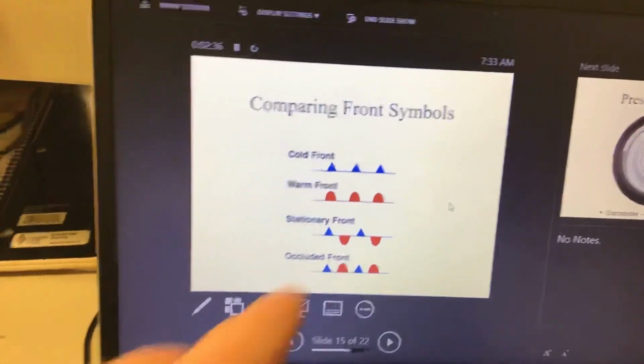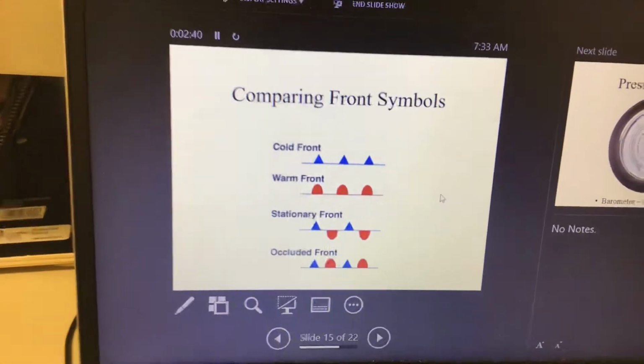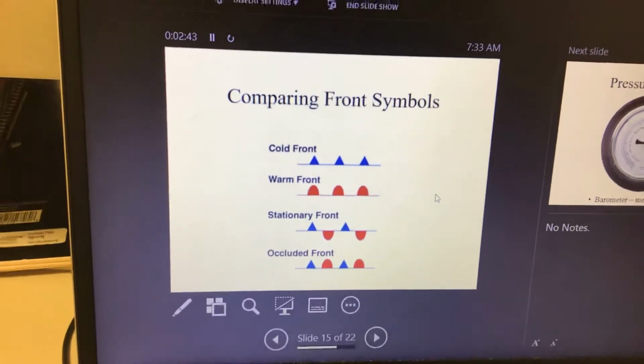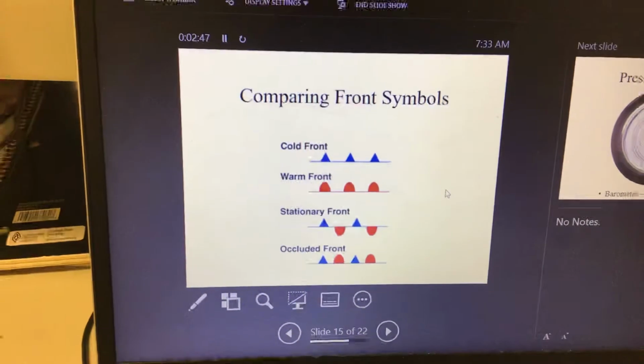And you better get the occluded symbol there. The blue triangles and the red half circles are on the same side. So there's a good chance on your test I will ask you those symbols.